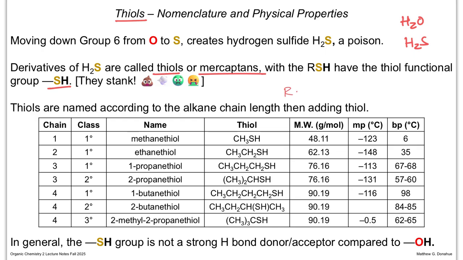That would be the sulfur equivalent of an ether. Those are called sulfides. And then you could make them with the same sort of strategy as the regular ethers. Any questions before we move on to amines?